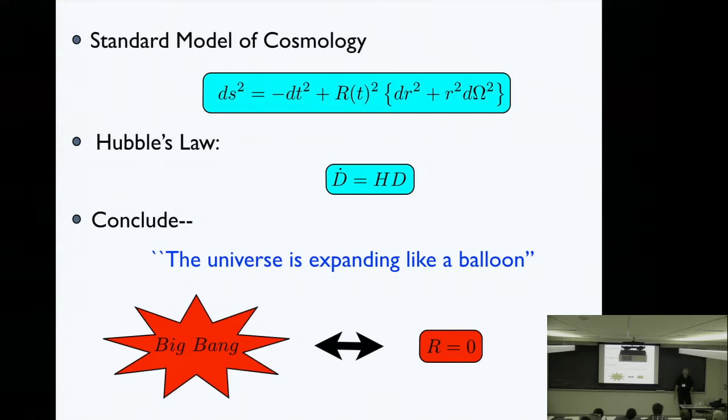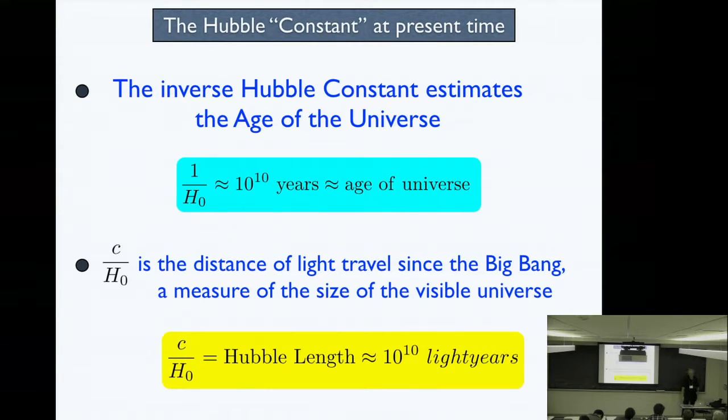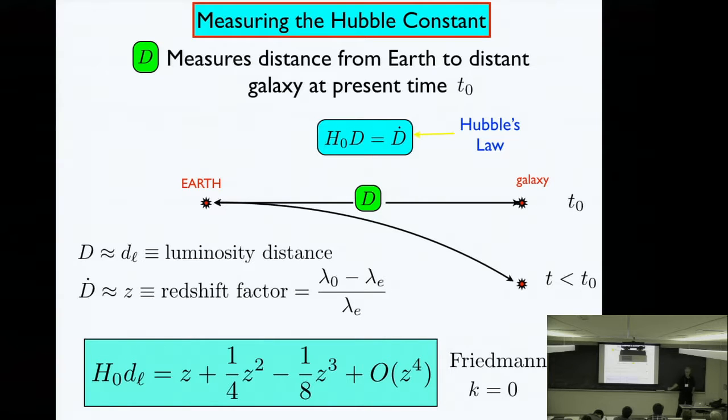If you follow this backwards, the equations show there's a big bang, and it happens approximately 1 over the Hubble constant ago. That's a time. That's the big bang. Now, the Hubble length, or Hubble radius, 1 over H is the age of the universe, so c over H naught is a measure of how far light has traveled since the big bang. We're going to call that the Hubble radius, and that's about 10 to the 10th light years. That's a scale of how far you are from Earth.